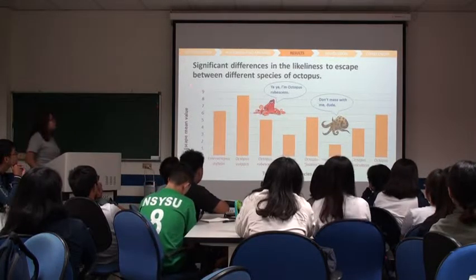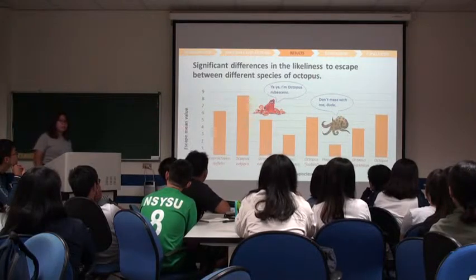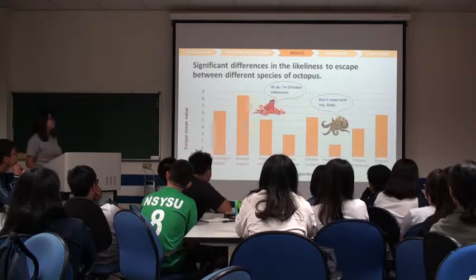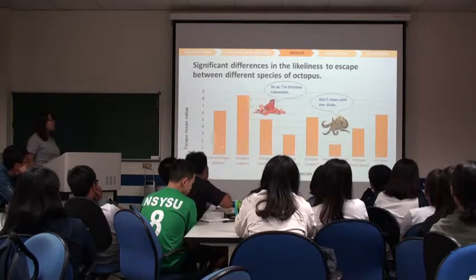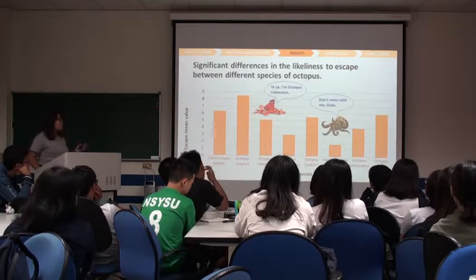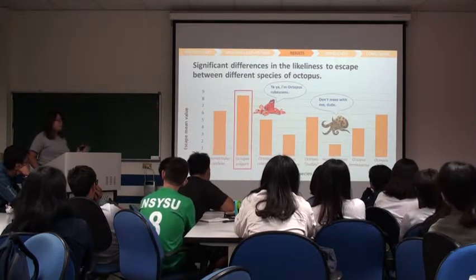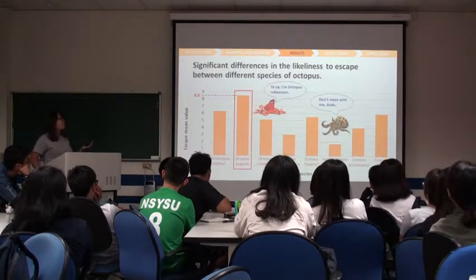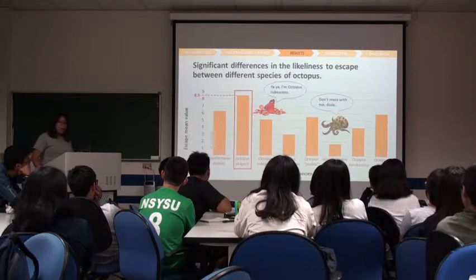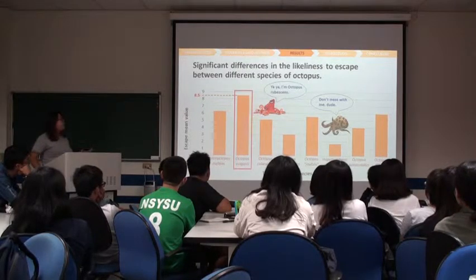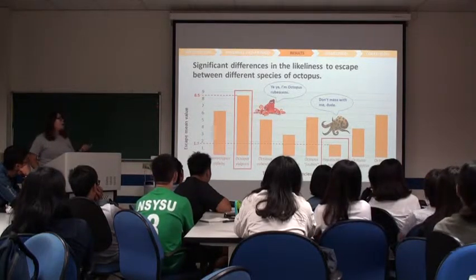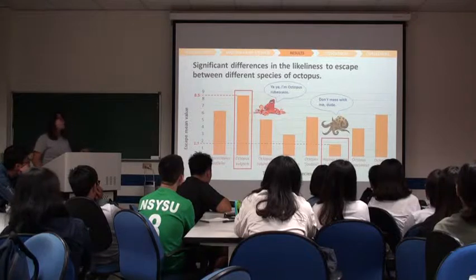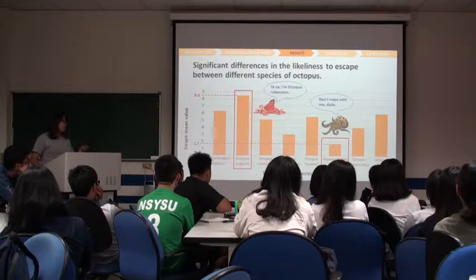This table shows the significant difference in the likeliness to escape between different species of octopus. On the x-axis is the type of octopus species, and on the y-axis is the escape mean value. As you can see, Octopus vulgaris has the highest escape mean value, at 0.5, and Hapalochlaena lunulata has the lowest escape mean value, which is 1.7. Hapalochlaena lunulata is the blue-ringed octopus, which is very poisonous.